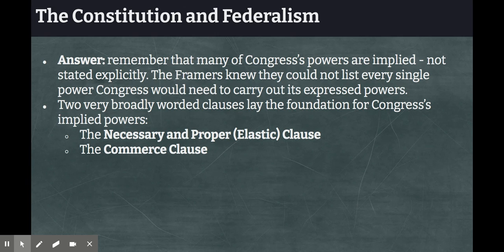Well, the answer is that remember that many of Congress's powers are implied. They're not stated explicitly. The framers knew they couldn't list every single power that Congress would need to carry out its express powers. And the source of Congress's implied powers are two very broadly worded clauses or parts of the Constitution in Article 1.